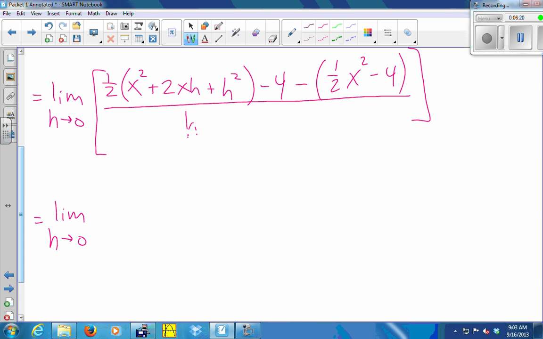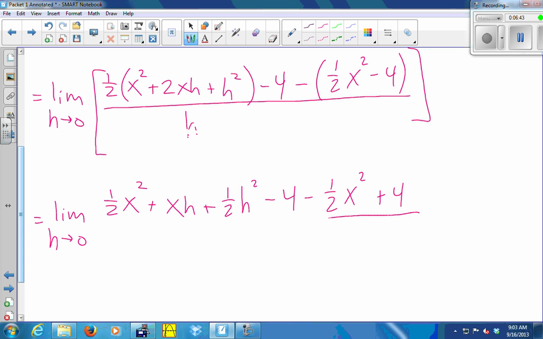Limit as h approaches 0 of 1/2 x squared plus xh plus h squared minus 4. Yes, thank you. 1/2 h squared minus 4 minus 1/2 x squared plus 4, all over h.